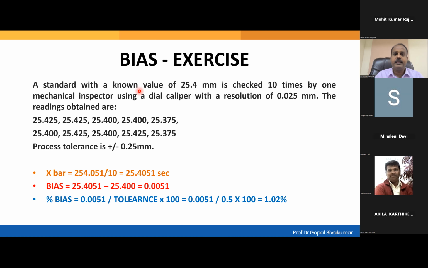Every reading, the measurement system has a tendency to add a value of how much? 0.0051. As long as this is constant, you can still make your readings accurate by using a formula. You know what the formula is? Subtract 0.0051. Correct? So this is how you can manage bias. So we'll take a break here.